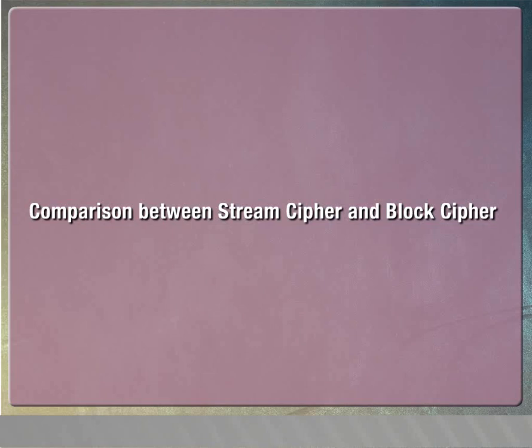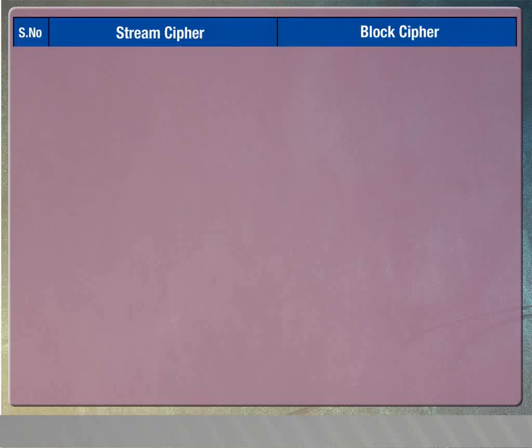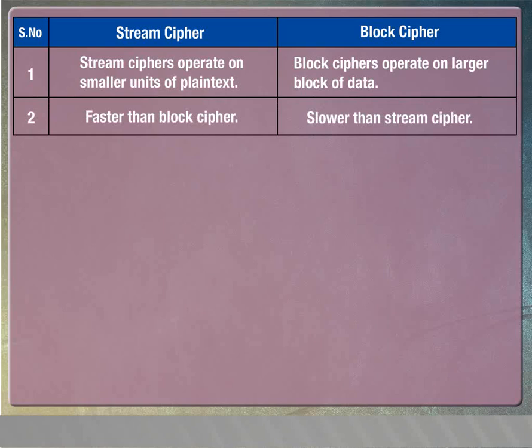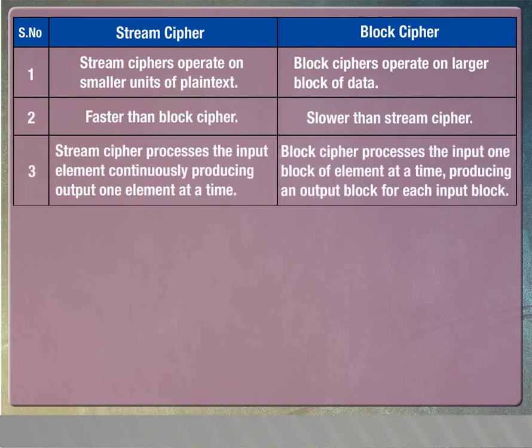Comparison between stream cipher and block cipher. Stream ciphers operate on smaller units of plaintext. Block ciphers operate on larger blocks of data. Stream ciphers are faster than block ciphers; block ciphers are slower than stream ciphers. A stream cipher processes the input element continuously, producing output one element at a time. A block cipher processes the input one block of elements at a time, producing an output block for each input block.